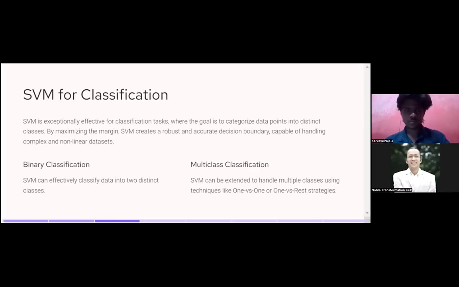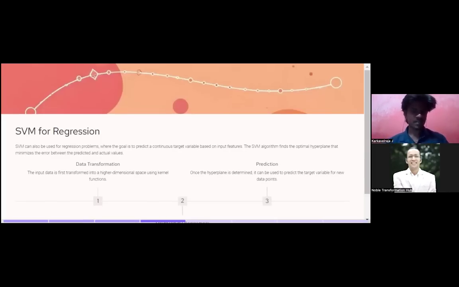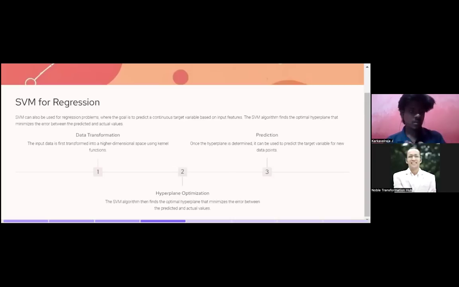Yeah, sure, sir. Okay, so this is all about SVM for classification. Let's move on. Next, we're going to see regression. So SVM for regression. SVM can also be used for regression, as we've discussed before. It will be used for both classification and regression, where the goal is to predict the continuous target.